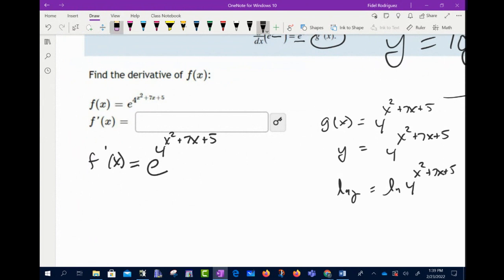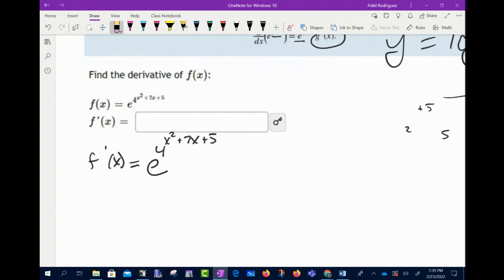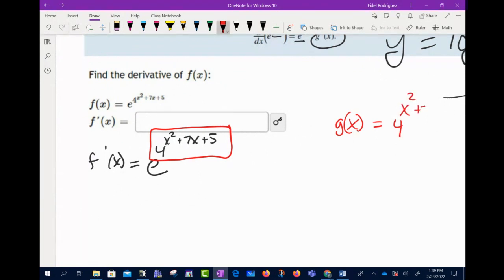Okay, so I'm kind of doing this in my head right now, but this is what I'm going to do. I need to take the derivative of my exponent, okay? We're going to call our exponent g of x. We're going to say g of x is the same thing as 4 to the power x squared plus 7x plus 5, okay?